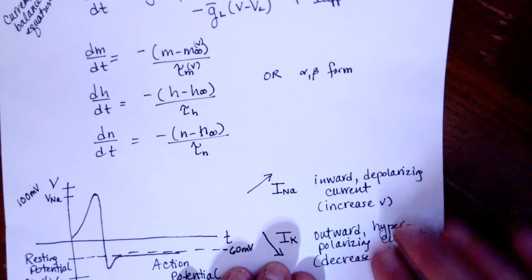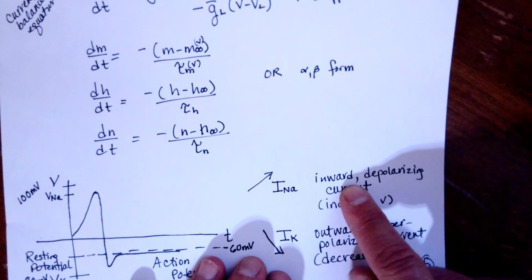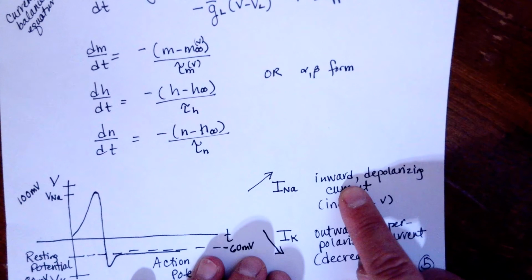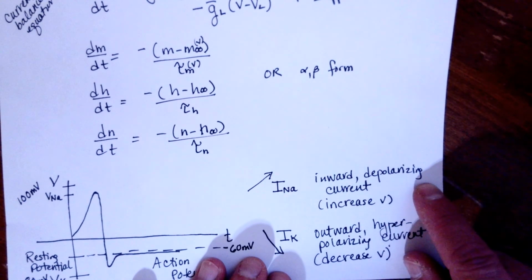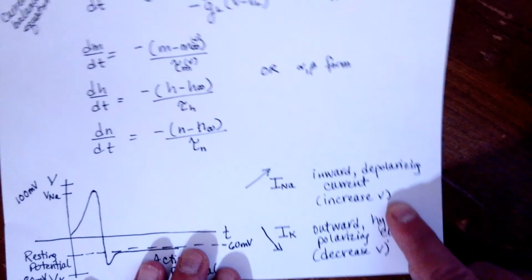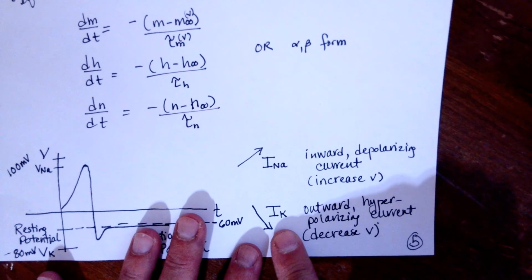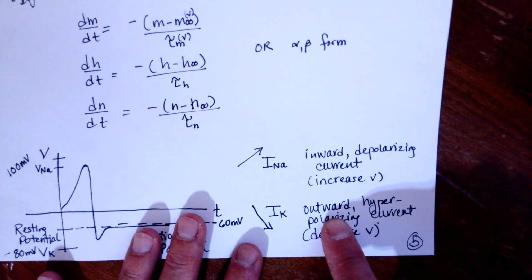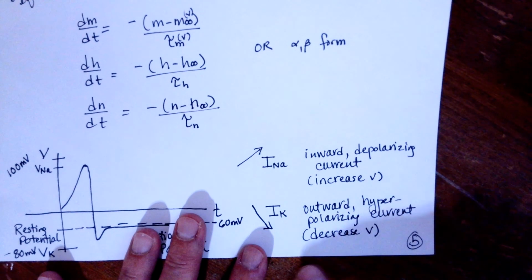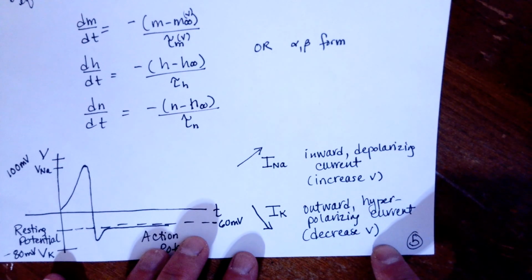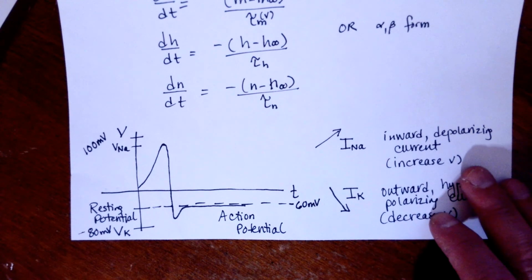All right, so again, sodium current, an inward current, positively charged sodium ions moving into the cell, increasing the membrane potential, depolarizing the cell, we say, because it increases V. When I_K, the potassium current, is having an effect, that's an outward current, potassium ions leaving the cell. This is a hyperpolarizing current. It has a decreasing effect. It decreases V. All right, and that is conductance-based model. That is the Hodgkin-Huxley model.